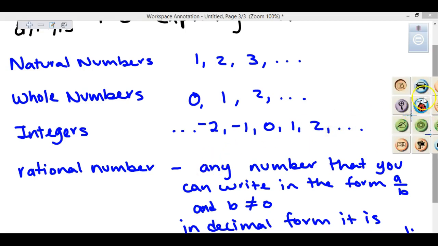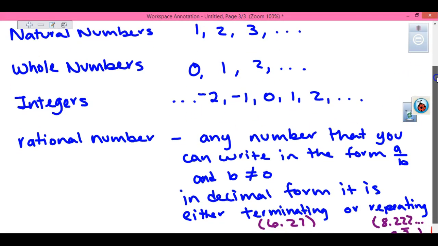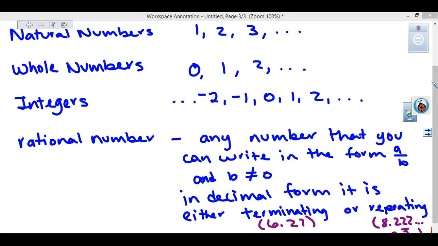Now, a rational number is any number that you can write in the form of a over b, where b is not equal to 0. In other words, a rational number would be a number that you can write as a fraction. So, for example, if we have the number 4, we can write this as 4 over 1. And that proves to be a rational number.